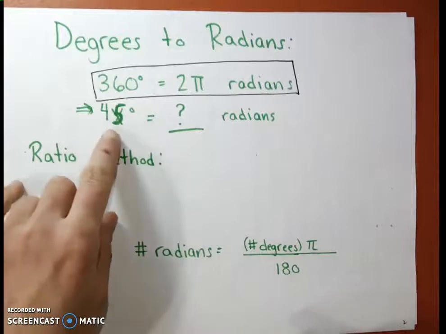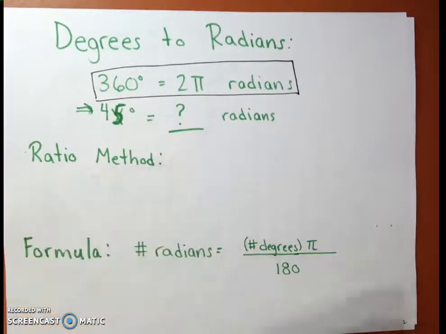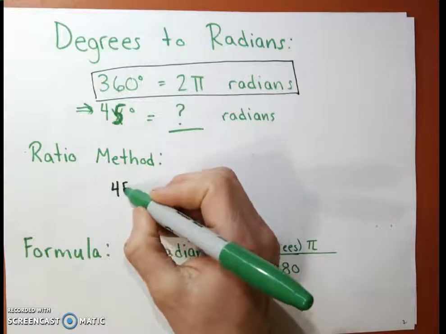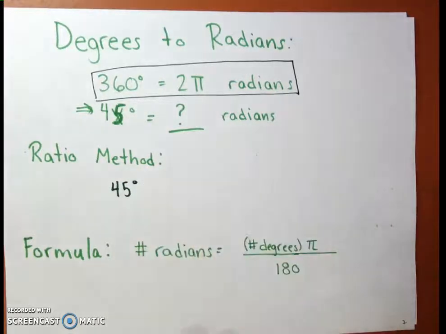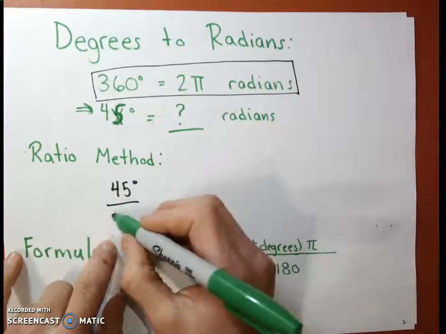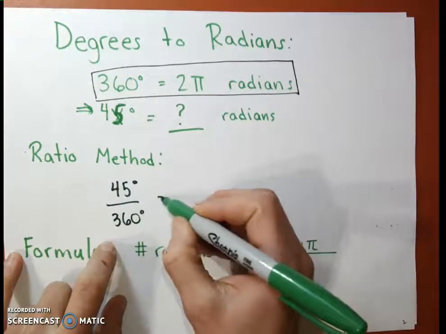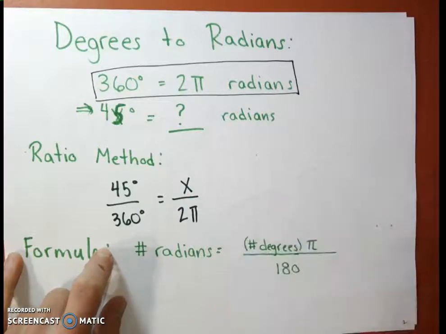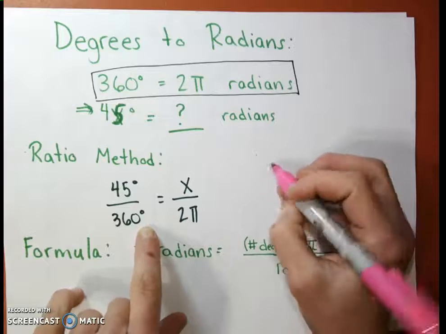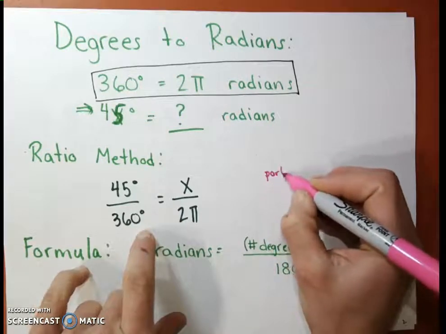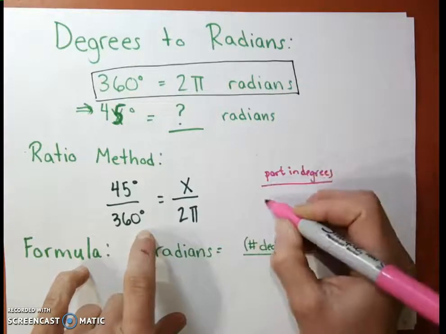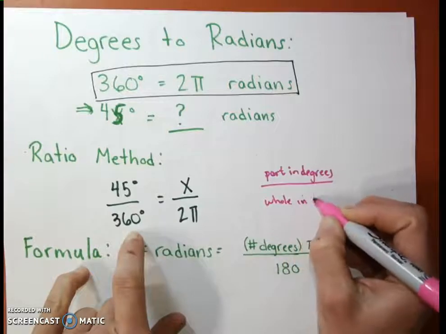And let's say I want to find what 45 degrees is in radians. My first method is to use ratios. So if I want to know what 45 degrees is in radians, I can say, well, 45 is to 360 as blank is to 2 pi. So what the ratio method says is take the part in degrees and divide that by the whole in degrees.